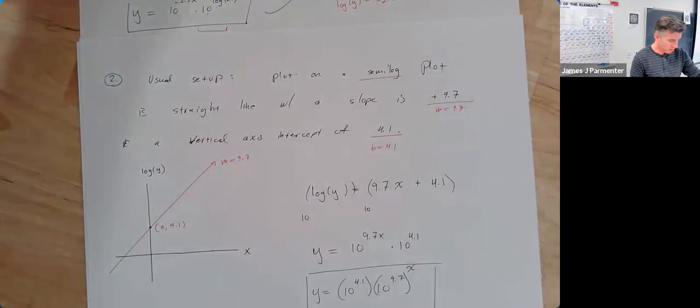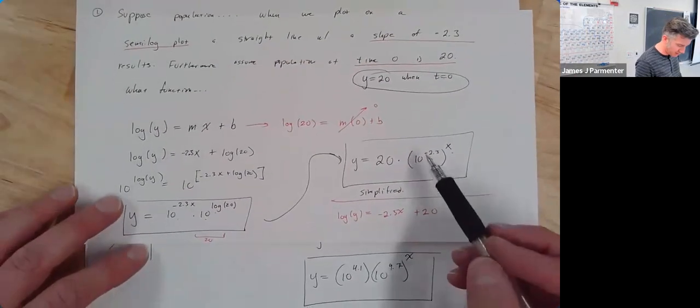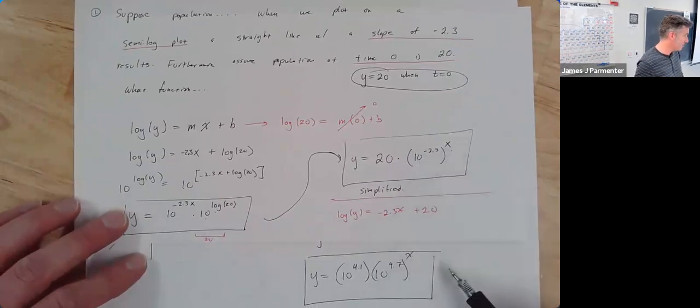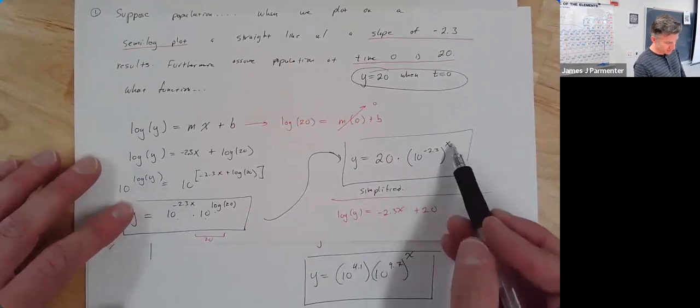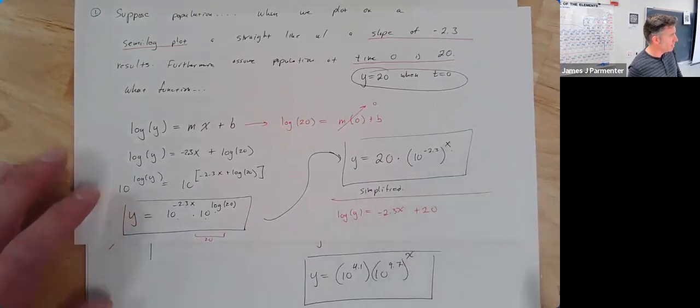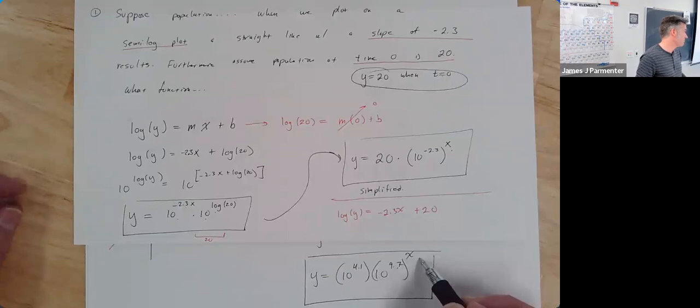Okay. So, in either case, semi-log, we expect our answer to have something to the x in the end. It will always be exponential. Basically, if it's semi-log, your thing should always look like something times 10 to the slope to the x.